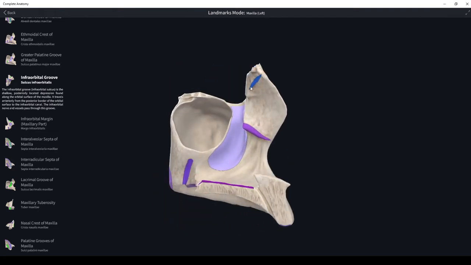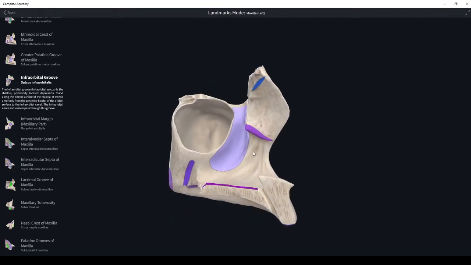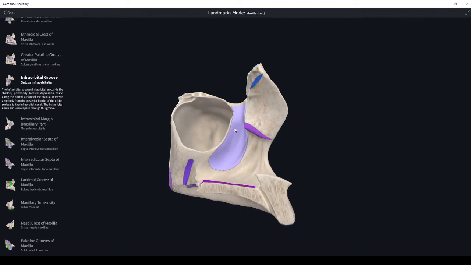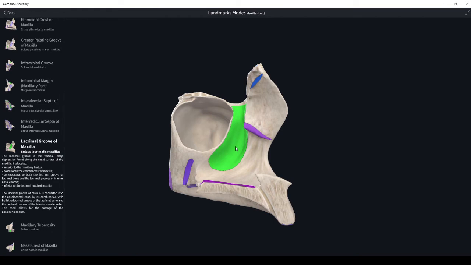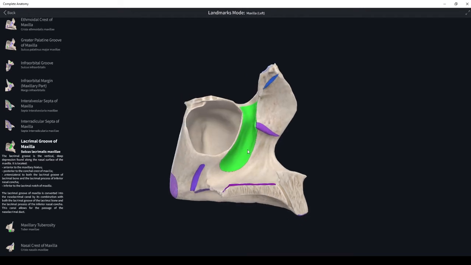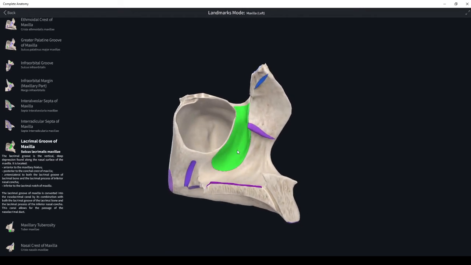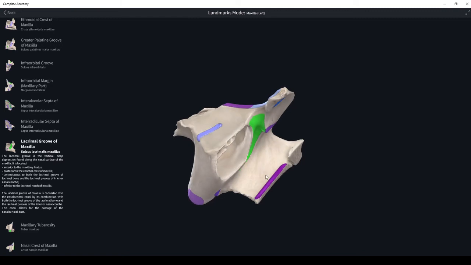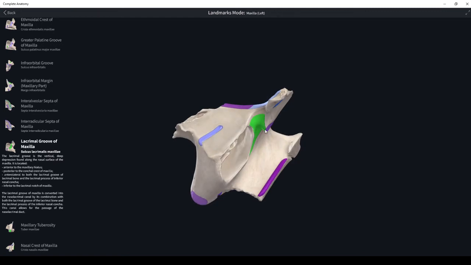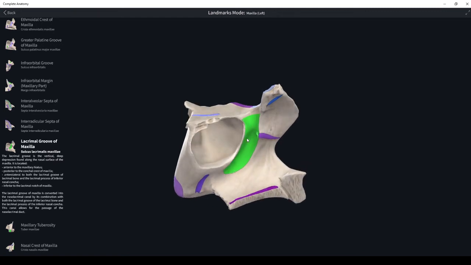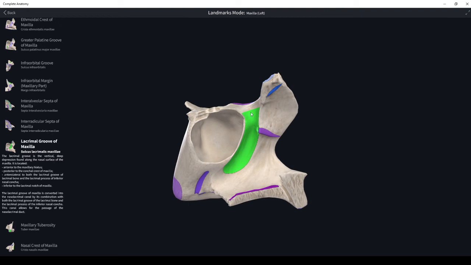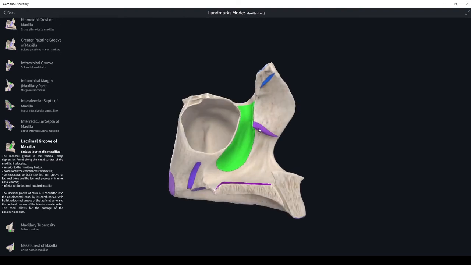On the nasal surface of the maxilla, you can see a few prominent parts, such as the groove or notch of the lacrimal sac. Yes, it is the lacrimal groove of the maxilla, which joins together with the ethmoidal and lacrimal bones and conchas to form the canal, the nasolacrimal canal.